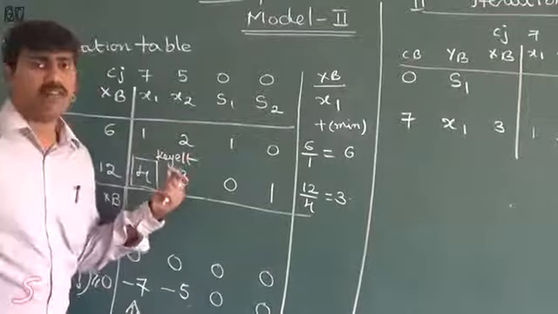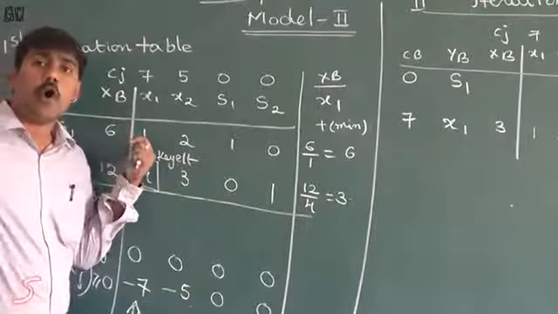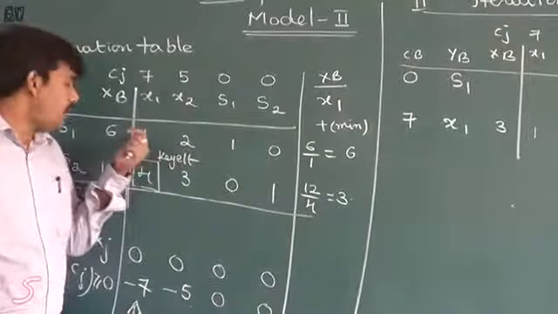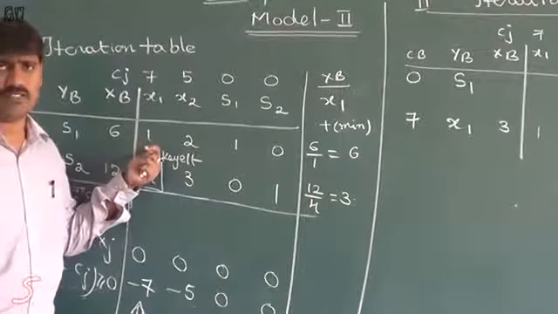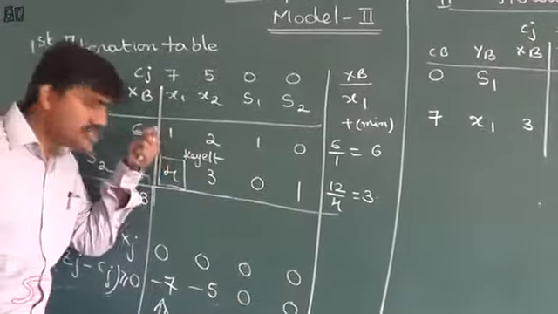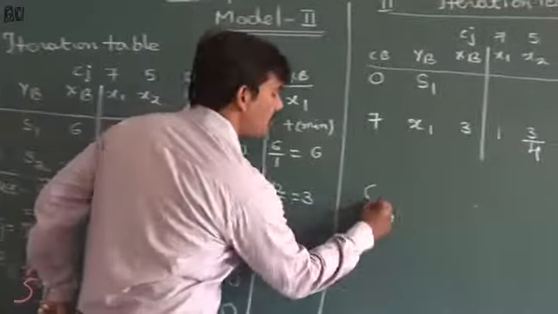So already we have done this. Now we have to make all the elements in the key column 0. Now we are going to make this one 0 by using some sort of row operation. So we have a simple technique. We have to make this one 0. So take some sort of rough paper.